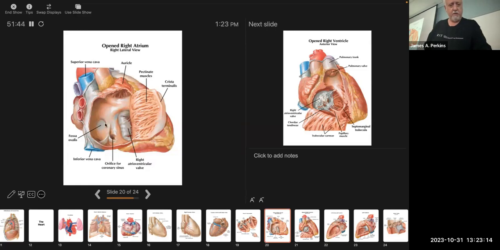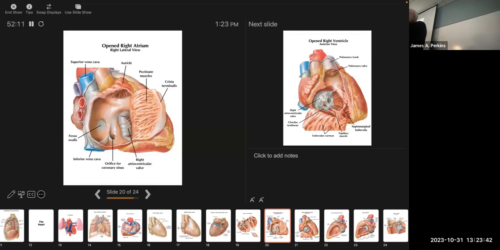The other feature I want to point out here in the right atrium is this thing called the fossa ovalis. It's this shallow oval-shaped indentation on the medial wall or inner wall of the right atrium. That's a remnant of the foramen ovale, which was an actual opening in the septum that separates the left and right atria from one another.